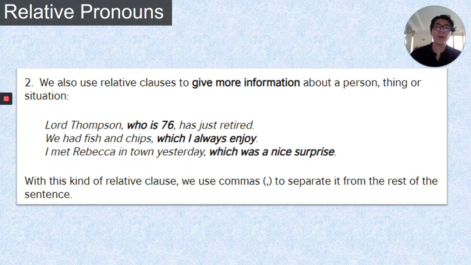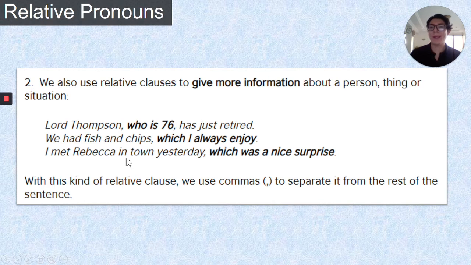The second kind is we also use relative clauses to give more information about a person, thing, or situation. More information, supporting details, information that is not explicitly necessary. For example, Lord Thompson, who is 76, has just retired. So when we add additional information that you can omit, you can still understand the sentence. When you add this information, always put it between commas. Don't forget the commas. We have fish and chips, which I always enjoy.